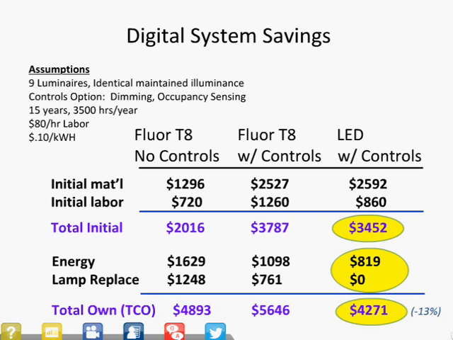And this is all due to the longevity of the LED boards. So in total, over the lifetime of the system, the LED system represents 13% savings over the baseline model. And the baseline model has no controls at all. So bear in mind that this cost model doesn't even begin to factor in the intangible things like the enormous benefits that you can get from a digital system.